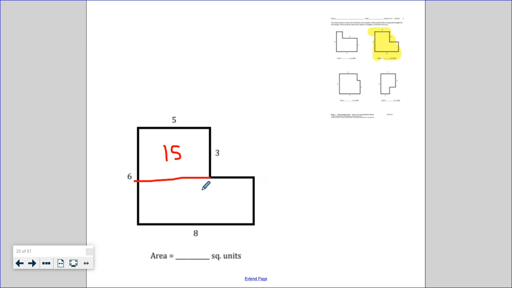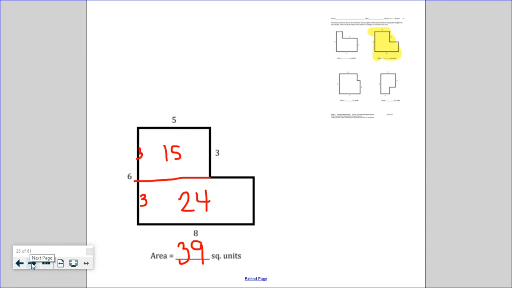I do know that this and this are going to be the same length. So let's go up here. Let's see what I know. I know this rectangle. If this is 3, I also know this side must be 3. So 3 plus this part is going to add up to 6. So what is this part? 3 plus what makes 6? 3. So now I do know my lengths. I can do 8 times 3 is 24. I'm going to add them together, and the area would be 39.